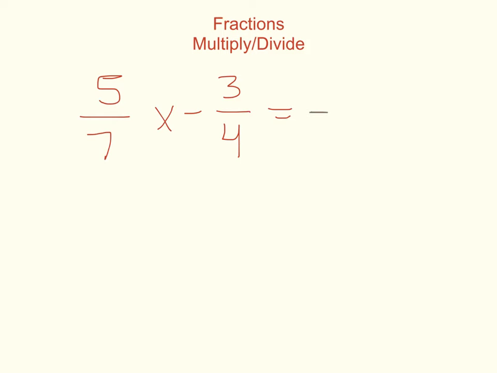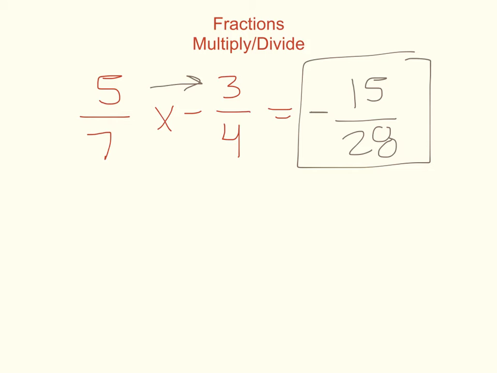So what that means is we're just going to ignore it and write the negative out here at the front. You can write it with the 3, you can write it with the 4. I'm just going to write it at the front. So 5 times 3 is, of course, 15. 7 times 4 is 28. And that will be our final answer for that one.